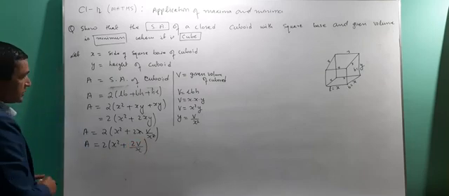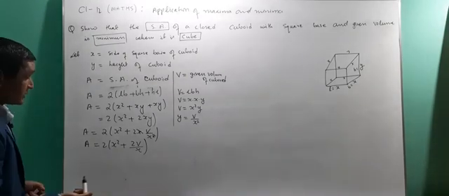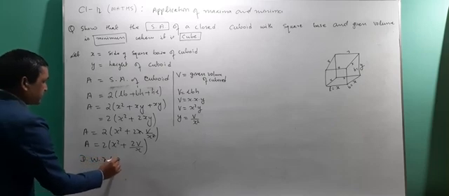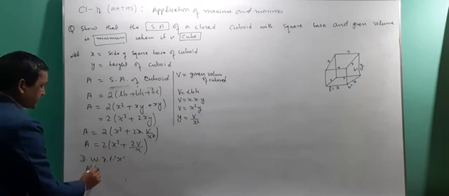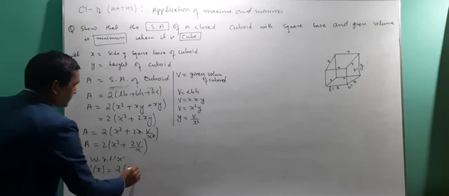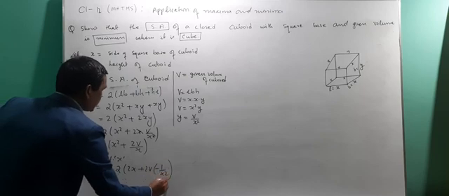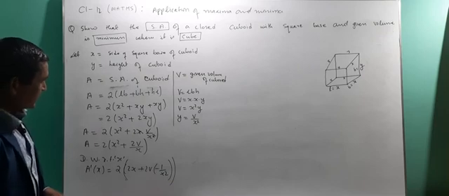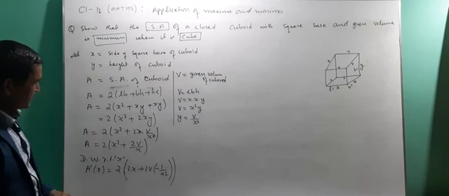Now the equation is converted into one variable. After forming the equation in one variable, always differentiate with respect to the variable. Differentiation of A is A dash x, then 2 times the differentiation of x square is 2x, plus 2V times the differentiation of 1 by x, which is minus 1 by x square. You know differentiation very well. If you have a doubt or confusion, you can comment and I will make a video about differentiation.